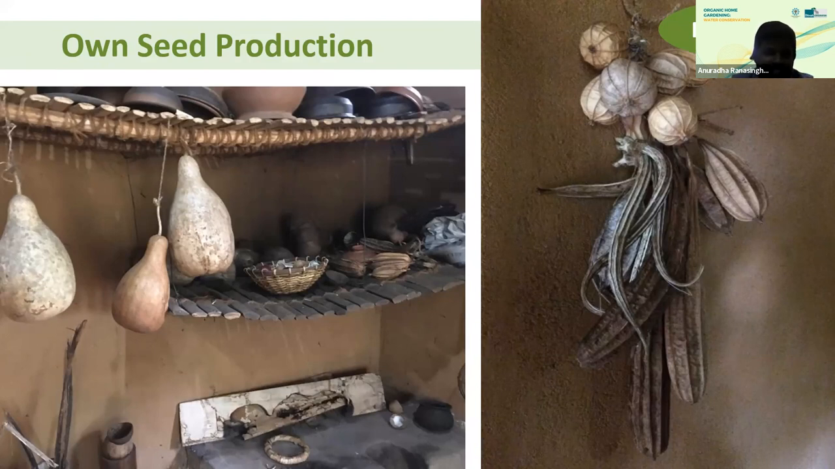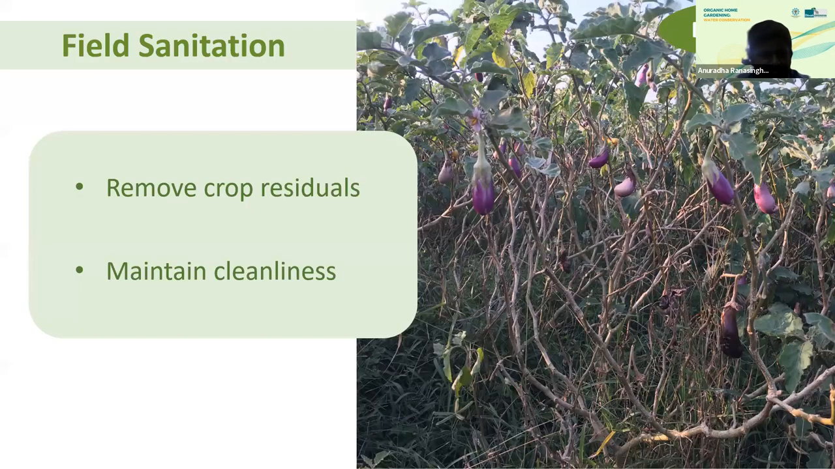Okay, let's move to the next slide. This is a very good example I can show you regarding field sanitation. If you see this fruit, this is a brinjal fruit attacked by the brinjal pod borer. But during harvesting time, this was neglected. This is spreading the insect.